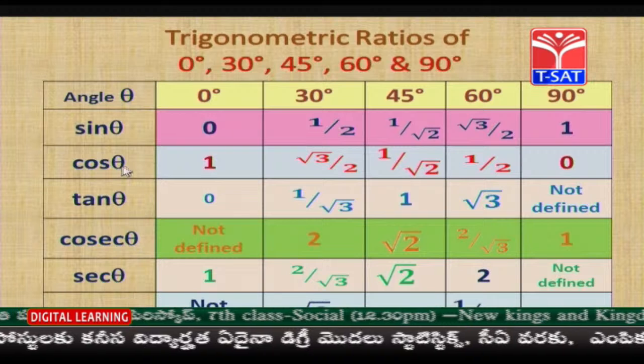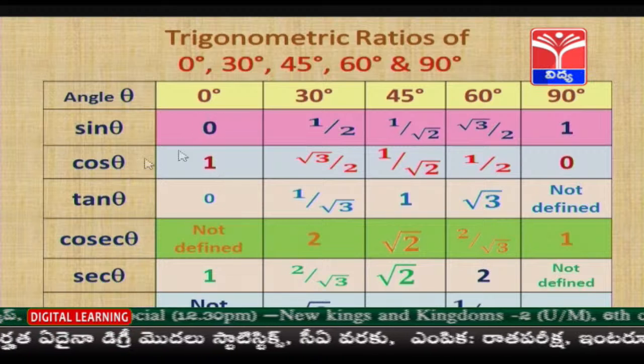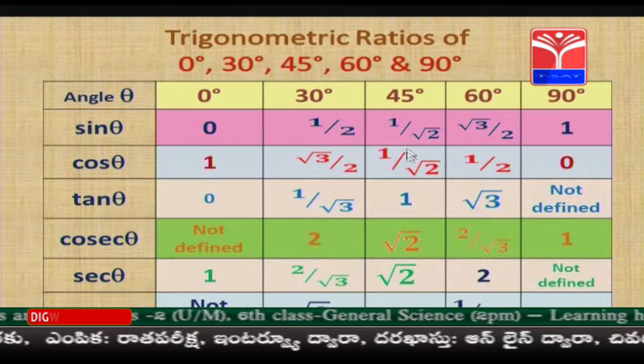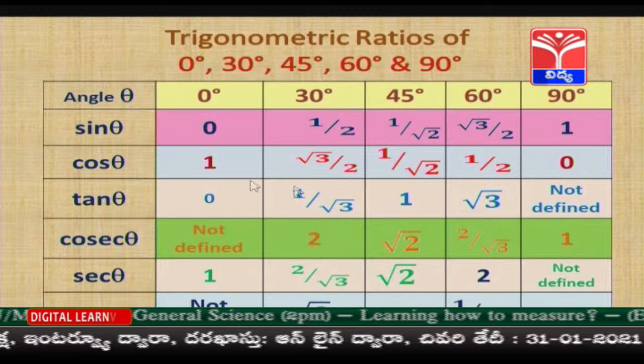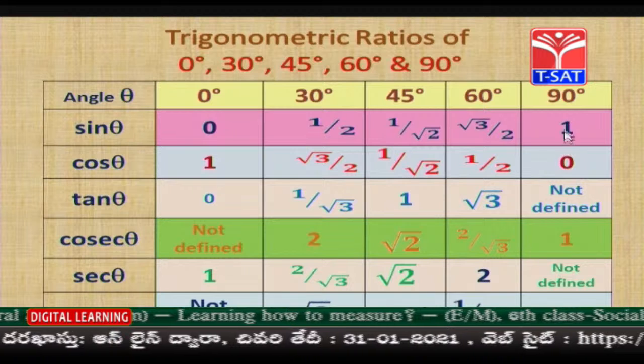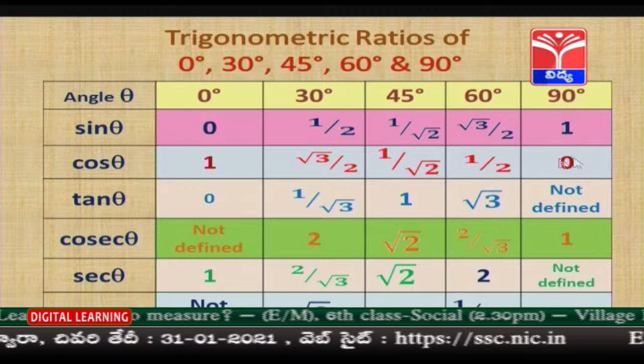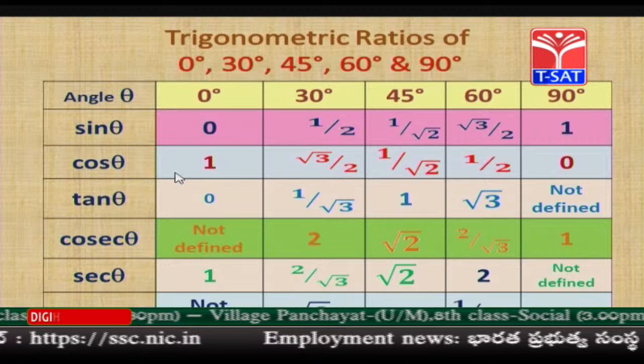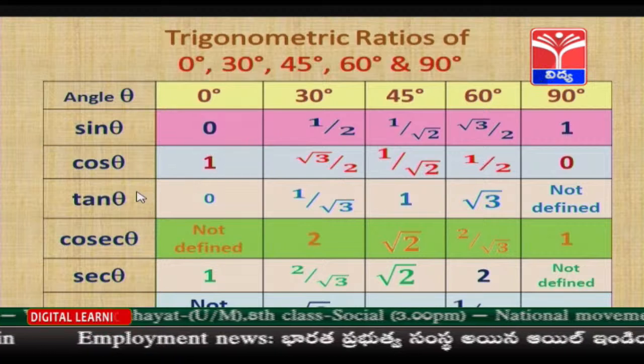When you come to cos, cos 0 degrees is 1, cos 30 degrees is root 3 by 2, cos 45 is 1 by root 2, cos 60 is 1 by 2, whereas cos 90 is 0. That means, you can see that both are opposite: one is increasing, the other one is decreasing.